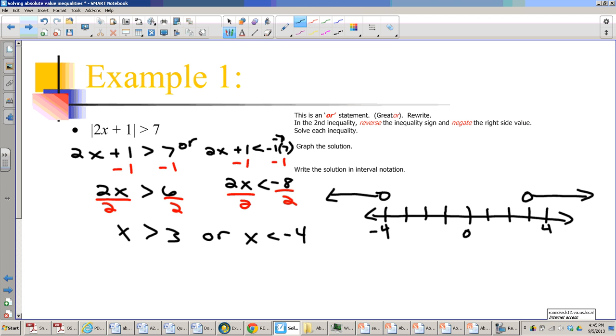Now let's write the solution in interval notation. Let's look at the left part of the graph. Smallest number is negative infinity to negative 4. Since I have an open circle, I got parentheses. Right-hand side, smallest number is 3, largest number is infinity, parentheses because I have an open circle, and we have the U, or union, which means or, in the middle.